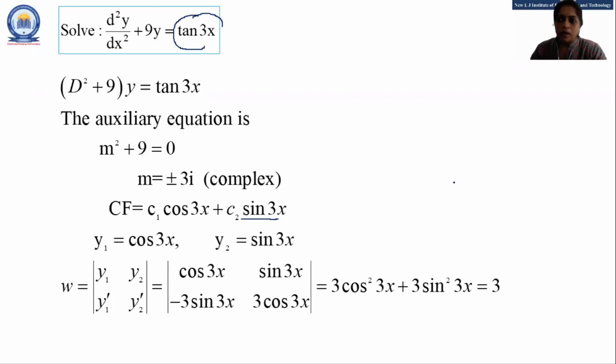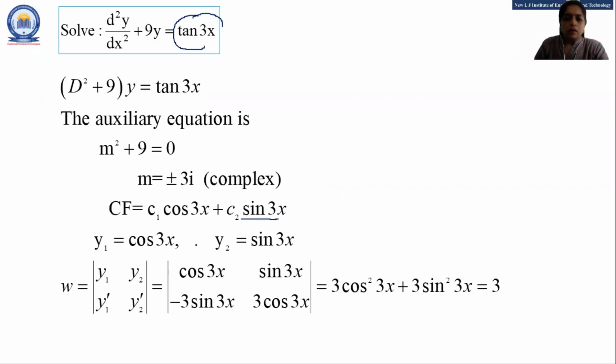That is, when your right hand side is sin(ax+b) or cos(ax+b), then you have to put the multiple of x in the denominator D squared. We already learned that in last week's lecture, right? But if your right hand side is sine or cos and they ask you to solve with this method only, then you have to apply this one.